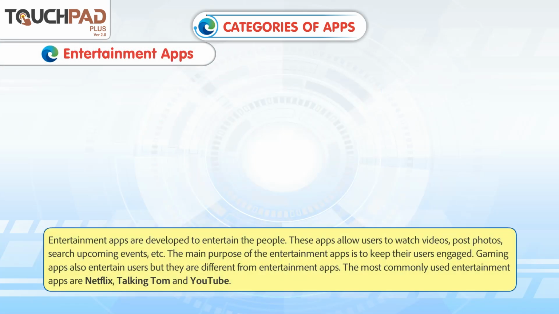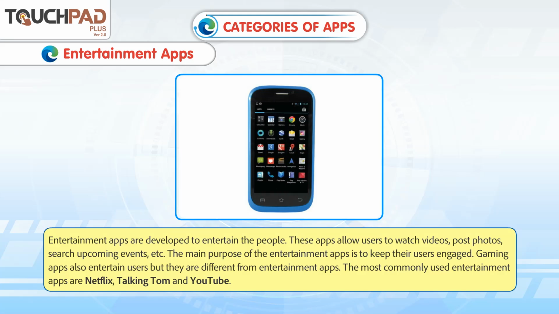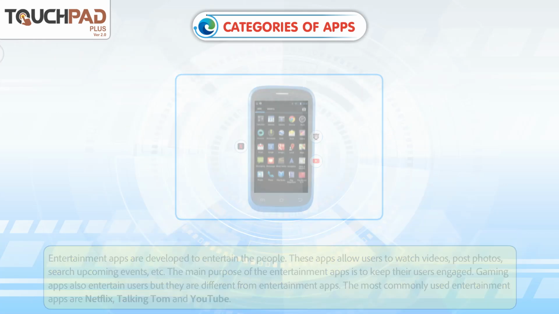Entertainment apps. Entertainment apps are developed to entertain the people. These apps allow users to watch videos, post photos, search upcoming events, etc. The main purpose of the entertainment apps is to keep their users engaged. Gaming apps also entertain users, but they are different from entertainment apps. The most commonly used entertainment apps are Netflix, Talking Tom, and YouTube.